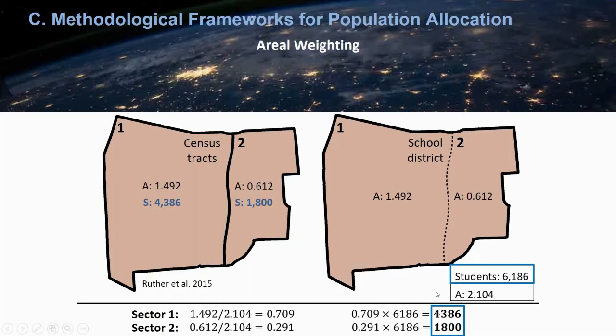This method is volume preserving. As you can see, the target population estimates add up to the initial count of students. This is called the pycnophylactic property, or volume preserving.